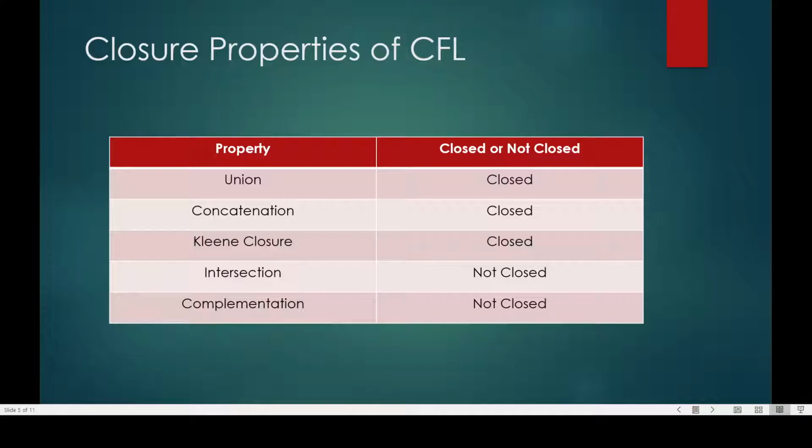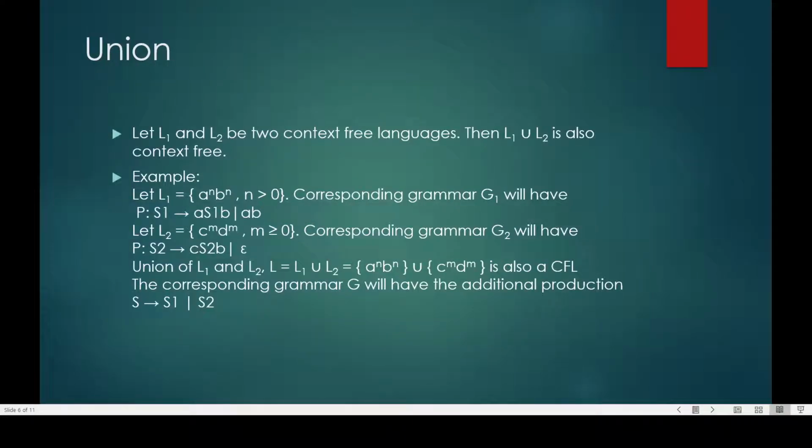Now let's take a look at some of the basic closure properties of context-free languages. In this column you can see the name of the property and in this column you can see whether it is closed or not. We say that context-free languages are closed under union, they are closed under concatenation, and they're closed under Kleene closure. However, context-free languages are not closed under intersection as well as complementation. In the coming slides, we'll see why they are closed and why they are not closed, and examples of them. First we'll take a look at the union.